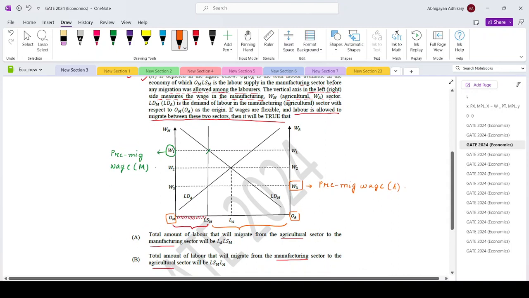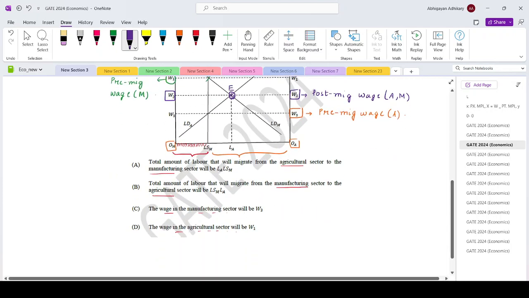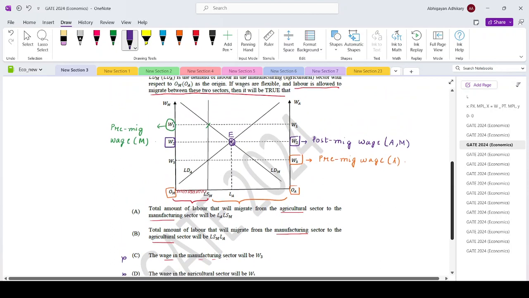Correct? Pre-migration. After the migration occurs, the intersection occurs at this point. If I denote this as point E, at point E, the wages of both the agricultural and the industrial sectors will be equalized at W. So this is the post-migration wage of both the agriculture and the manufacturing sector. So options C and D are not the cases, that the wages would be different across both the sectors.